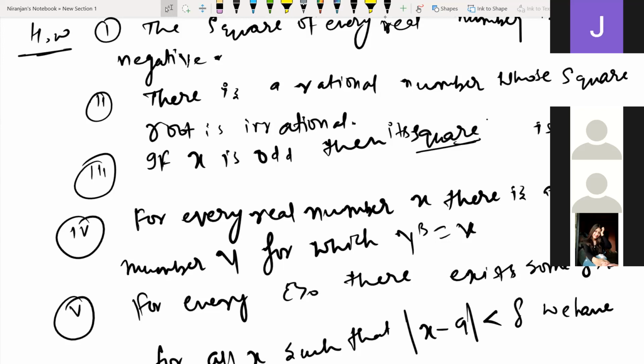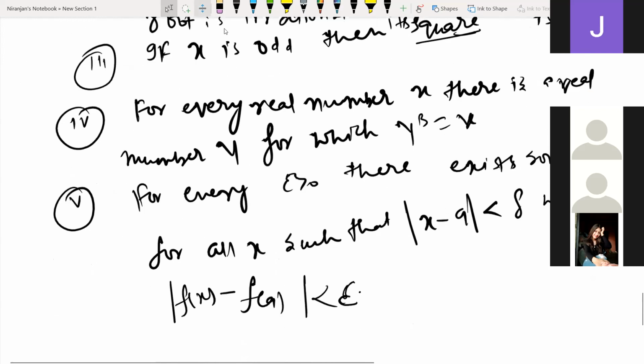Fifth. Fifth is: for every epsilon greater than 0, there exists some delta greater than 0 for all x such that mod of x minus a is less than delta, we have mod of f of x minus f of a less than epsilon. This is the statement, and you have to negate it.